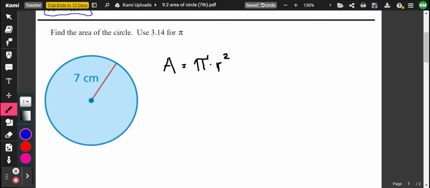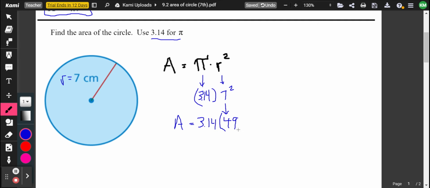So for this circle here, we have a radius of 7. And we're going to use 3.14 for pi. So we're going to plug in 3.14. And we're going to multiply that with the radius squared. So we have 7 squared, and 7 squared is 49. So we have A equals 3.14 times 49.